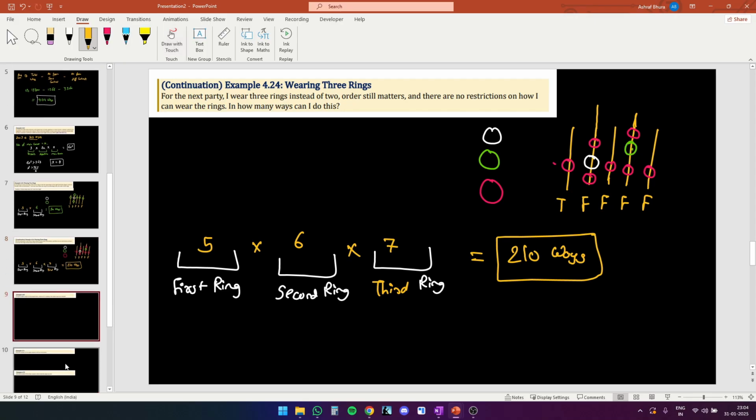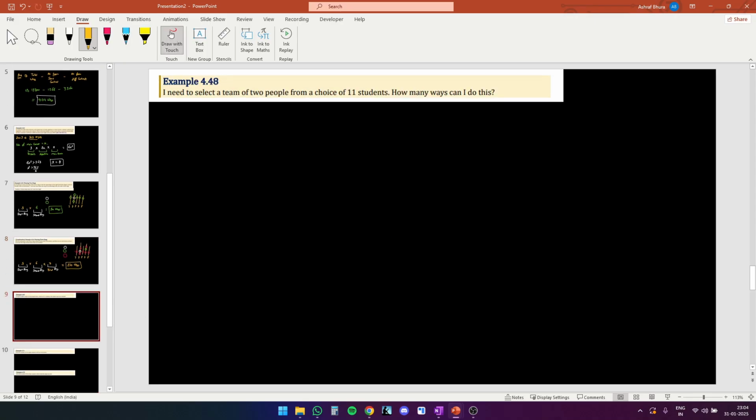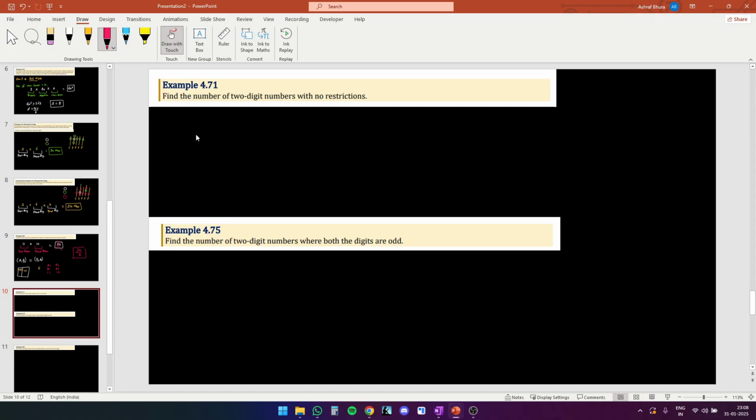Okay, let's move to the next question. Find the number of 2-digit numbers with no restriction. We do not want any restrictions for this.